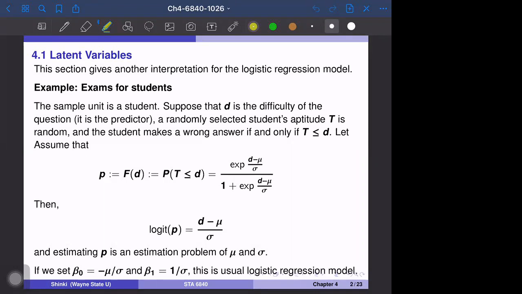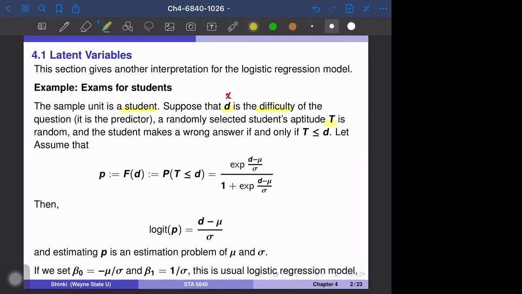Exams for students. Here the sample unit is a student, and suppose that D is the difficulty of the exam. So this is a predictor. Usually we use X for logistic regression, but here we use D. And a randomly selected student's aptitude is T. So this is random, because the aptitude depends on the student.